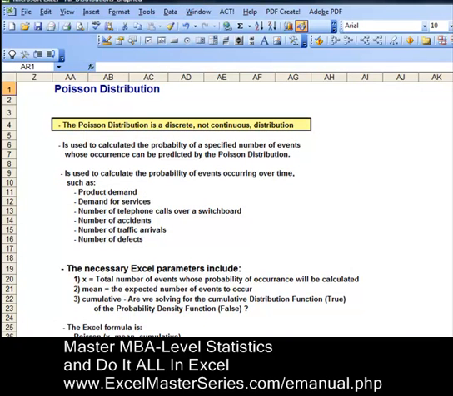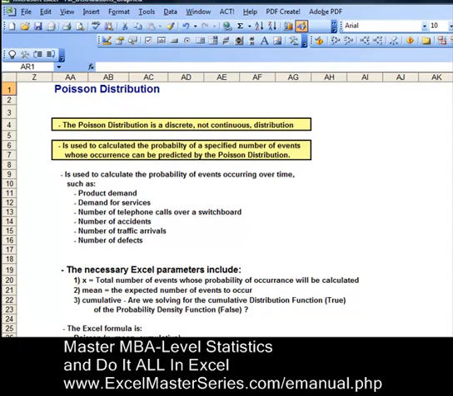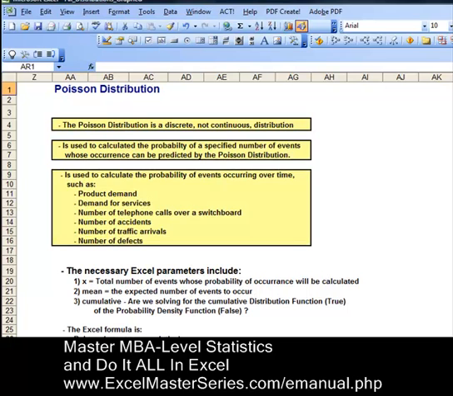And the Poisson distribution is a discrete distribution, not continuous. It's used to calculate the probability of a specified number of events over a period of time whose occurrence can be predicted by the Poisson distribution. It's used to calculate the probability of events such as product demand, demand for services, number of telephone calls over a switchboard, number of accidents, traffic arrivals, number of defects.